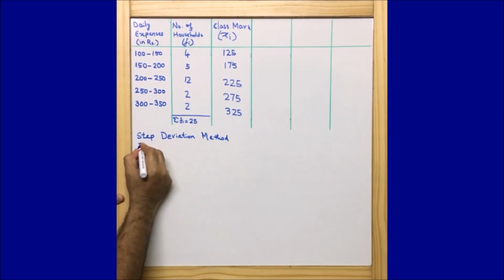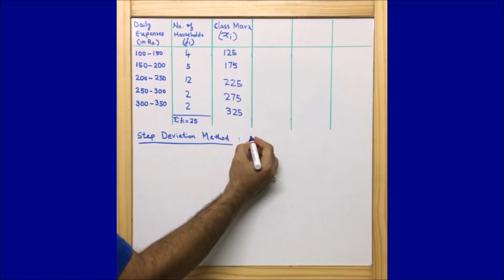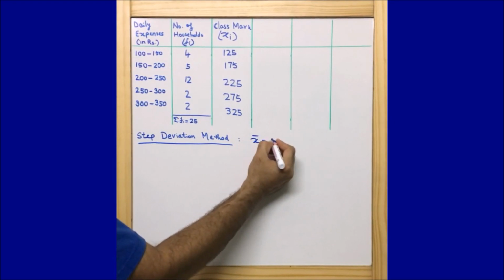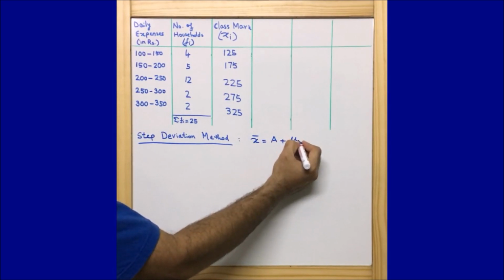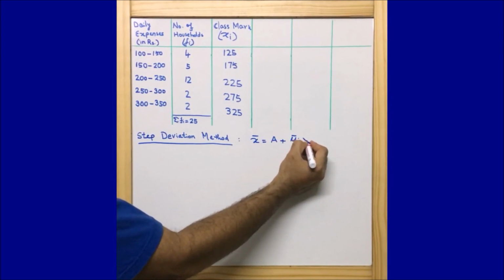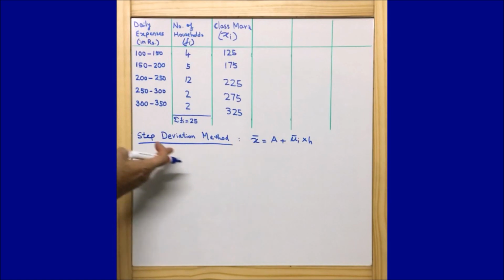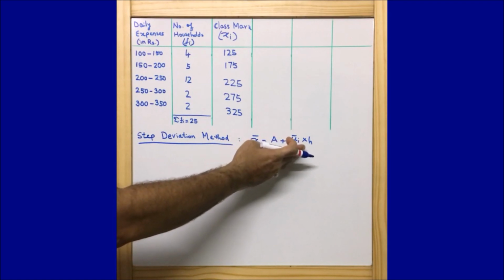Okay, so guys, I believe by this time you might know what the step deviation method is, and its formula. The step deviation method formula: mean x bar is equal to a plus mean of ui into h. In order to find the mean under the step deviation method, we get mean is equal to a plus mean of ui into h.